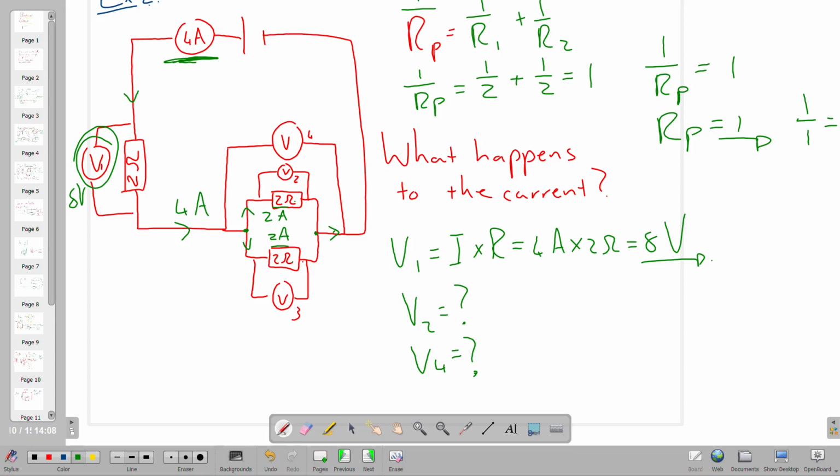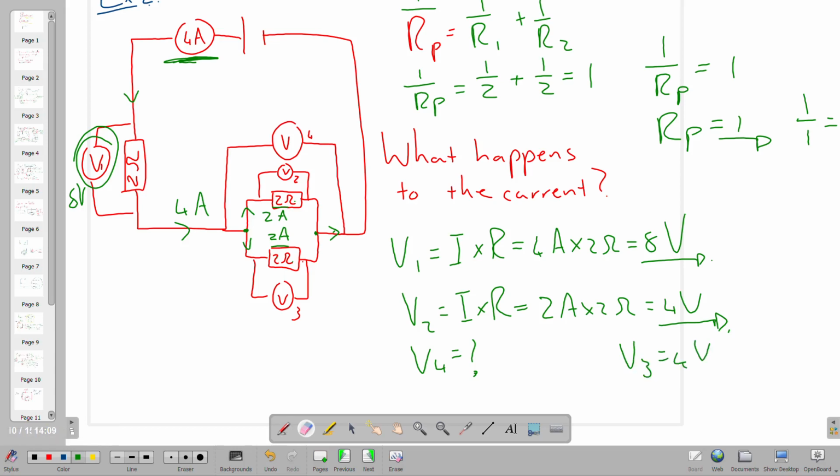Alright. Next they're asking V2. What is my friend over here equal to? Well, we'll just do the same, which is I times R. I, in this case, is 2 amps times 2 ohm, which is 4 volts. Okay. And if we do the same for V3, we'll see it's exactly the same. So V3 is also equal to 4 volts.